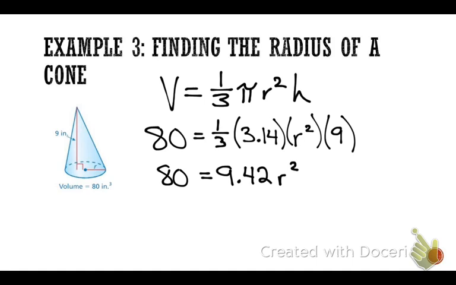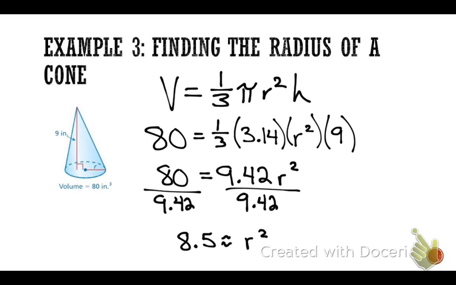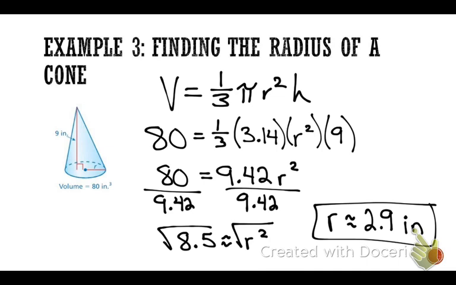Faith, what do you think you're going to do next? Divide what? Yes, divide both sides by 9.42. 80 divided by 9.42 is 8.5. Now that was a really long decimal, wasn't it? So we're going to leave it just 8.5. We can cut it off at the tenth. That equals r squared. Bailey, do you remember how to solve for r when I have that exponent with it? I need to square root it. If there's an exponent of 2, to undo that, the inverse is to square root it, and I approximate my answer to 2.9.